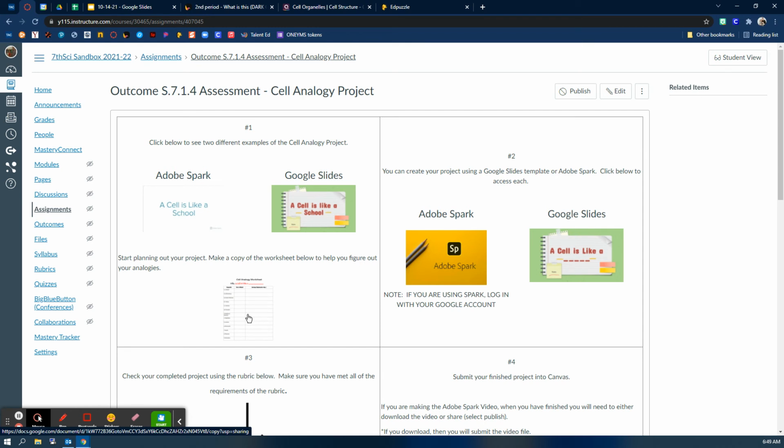So you're going to compare a cell to something you are familiar with. It could be a restaurant, it could be a house, it could be a human body, it could be a baseball park. The only comparison you cannot use is a school, because that is the one we used in our example. So the goal by the end of the day today is to have this planning worksheet completed, so that way tomorrow, Wednesday, you are able to begin the actual project itself.